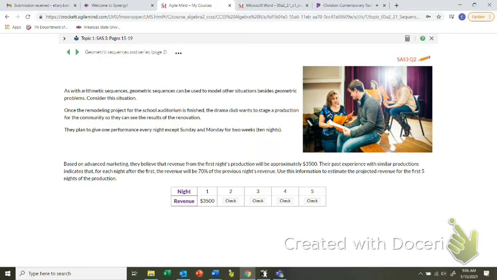That's that recursive definition. How do we know it's that recursive? What word does it say? Previous. Okay. So on your paper, I'm reading the same thing, but it's a little bit different. So I want you to circle 3,500, and I want you to underline 70% of the previous night's revenue. And then it says, use this information to estimate the projected revenue for the first 5 nights of the production. Okay.